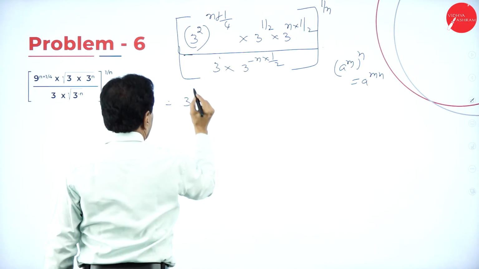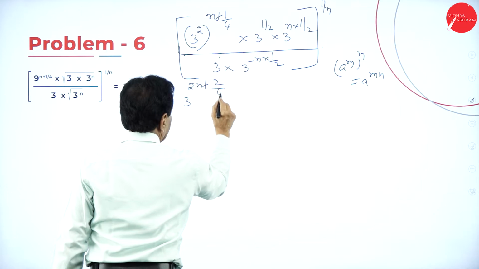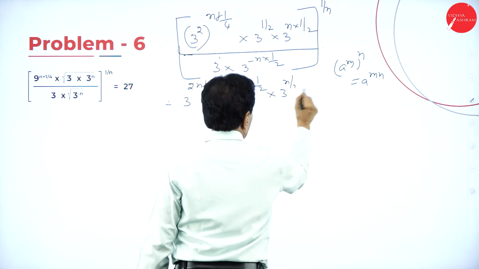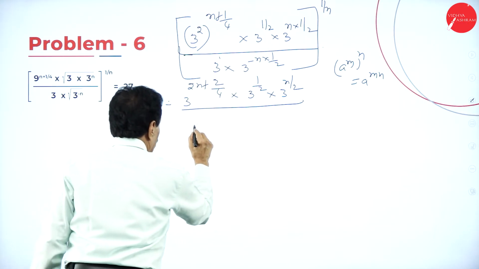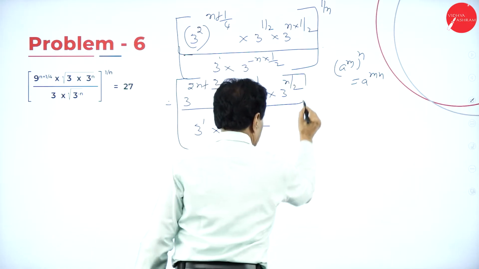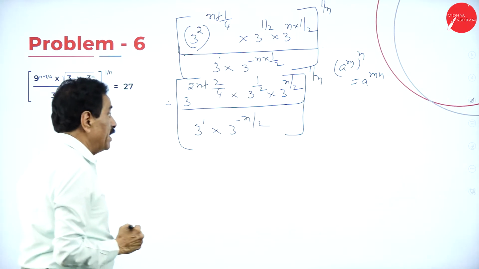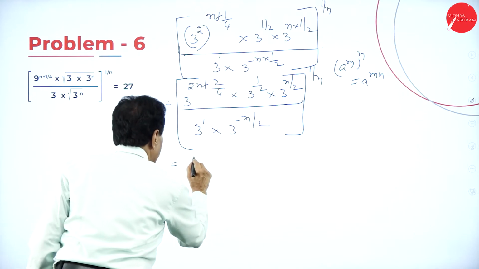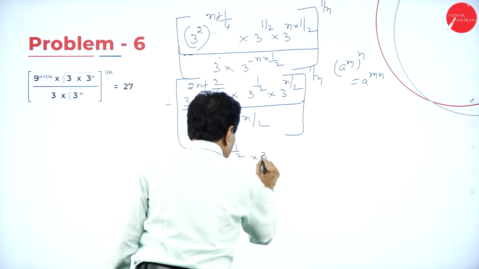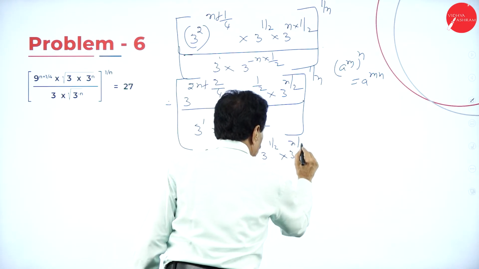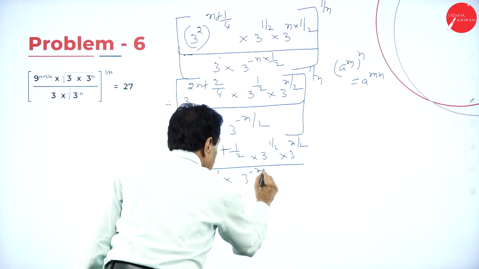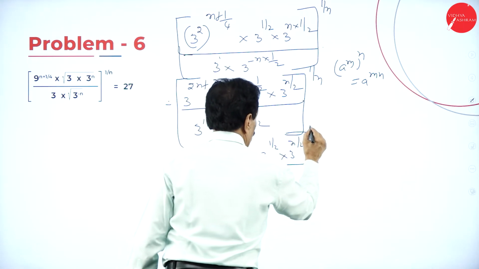2n, 2 into 2 by 4, into 3 to the power of half, into 3 to the power of n by 2. Slowly I am doing, 3 to the power of 1. This is 3 to the power of minus n by 2, whole to the power of 1 over n. So simplify this. This is 3 to the power of 2n, 1 by 2, then 3 to the power of half, 3 to the power of n by 2, divided by 3 to the power of 1 into 3 to the power of minus n by 2, whole to the power of 1 over n.